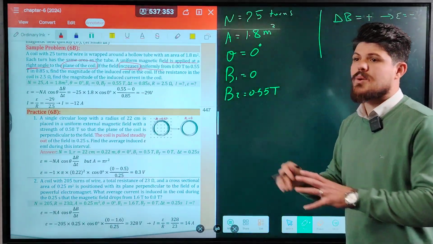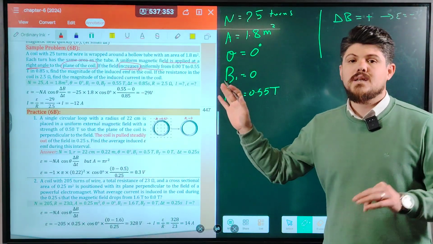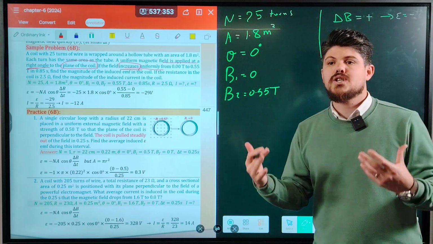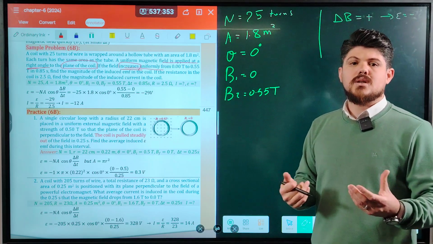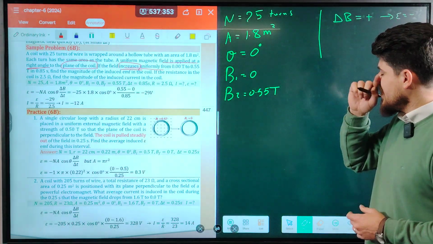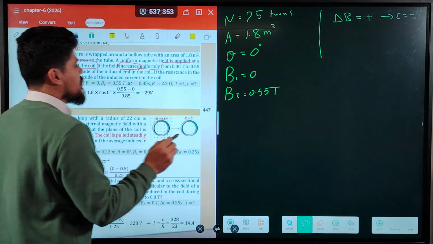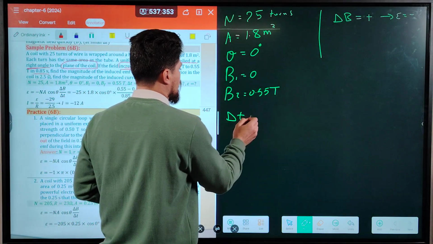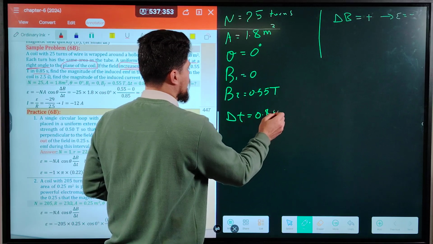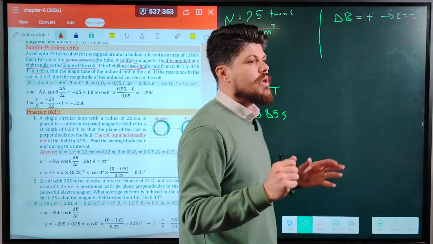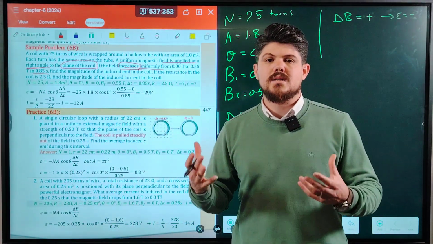So in this sample problem, the magnetic field is changed. By changing the magnetic field, can we induce electromotive force and current? Yes, of course. In how many seconds? 0.85 seconds. Time is equal to what? 0.85 seconds. So it's very important to recognize the question.